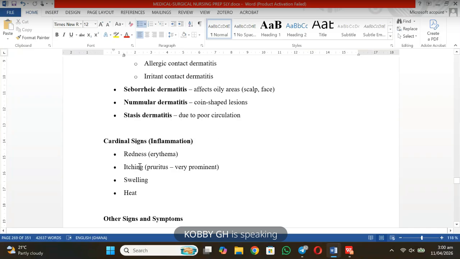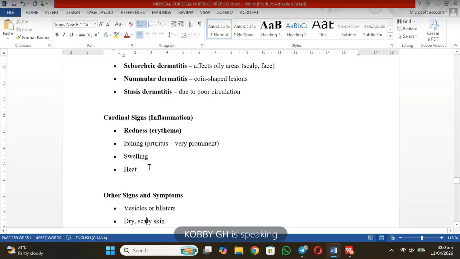So one of the critical signs of this condition, the cardinal or key signs, is the pruritus. Okay, so we have the redness or erythema, and then we have the pruritus.